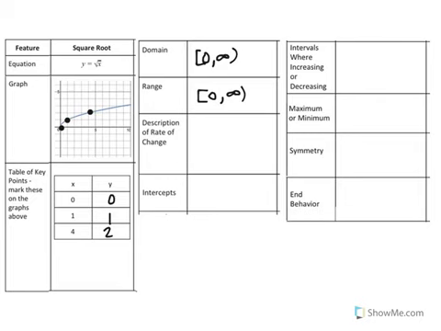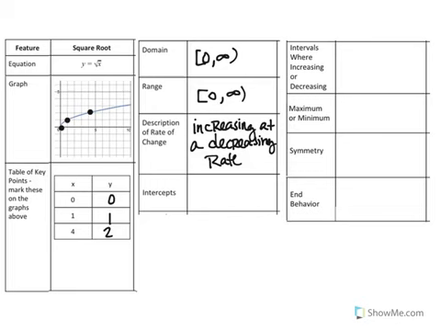The rate of change here is that we are increasing at a decreasing rate. And the reason that we're going to say decreasing rate is because as we continue along and plug in different x values, the y's are going to change at a smaller and smaller rate.